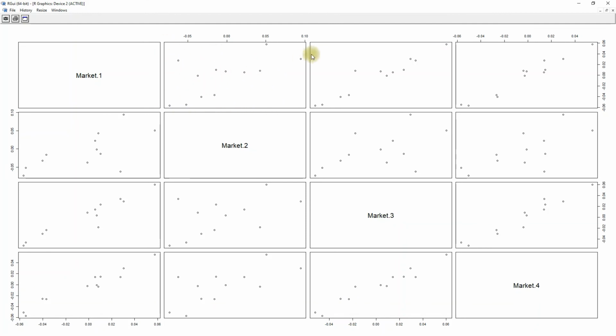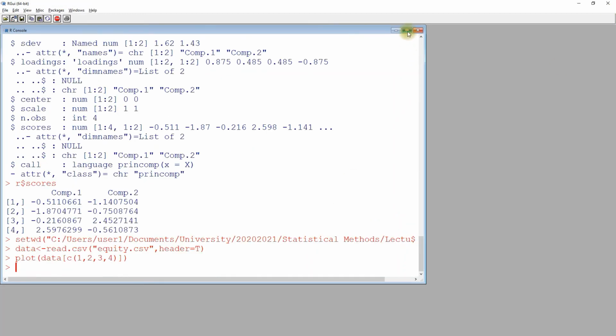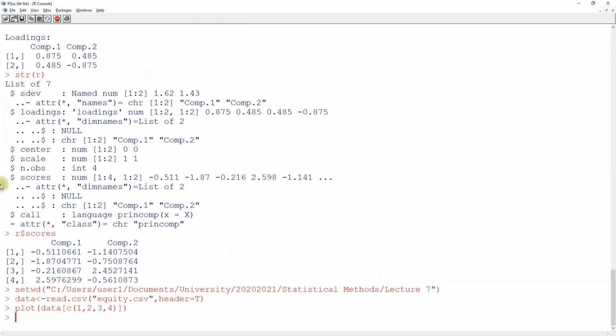All right, so you see that there is a kind of linear relationship, although the relationship does not seem to be strong for market 3 and market 4, for example. There seems to be not much relationship between these two, but still there's a kind of linear relationship going on. So it seems fine. I can apply the principal component analysis. Otherwise, I would have had to do some transformation to the data by log application and so on.